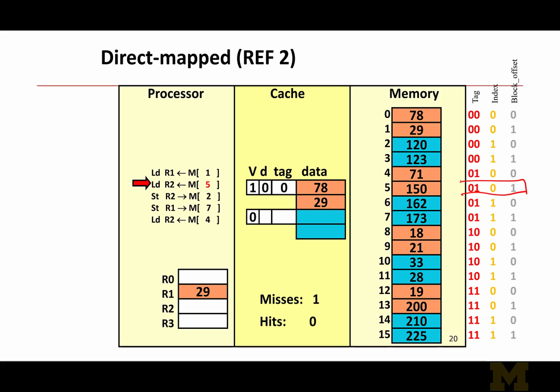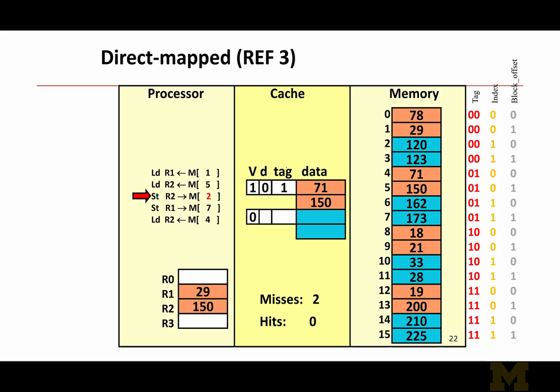Again, the tag is 1, the index is again 0, which means that it would conflict with the tag that is currently stored in the cache. So 1 does not match with 0, which means it's a cache miss. So the current cache block would be evicted and replaced with the new cache block with the tag 1. So this is also a miss. So you notice that the tag changed.